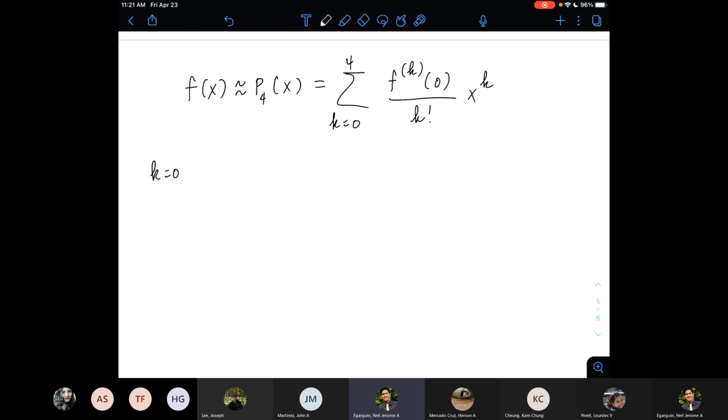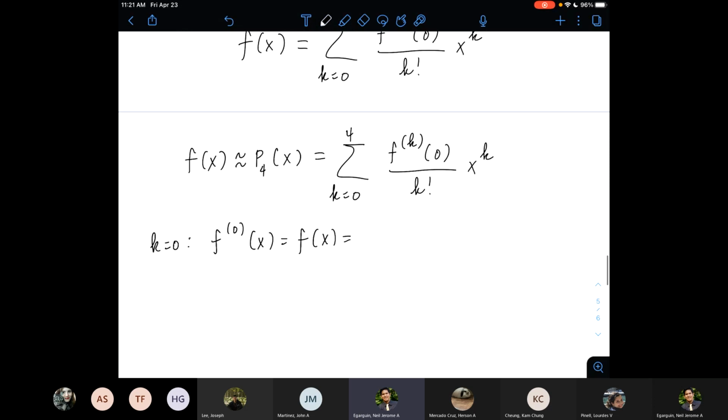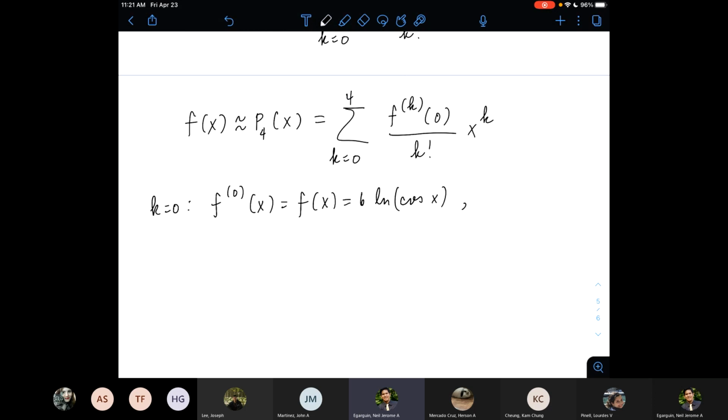When k is 0, we'll have f upper 0 of x. But this is just your function f. And in this problem, it is 6 ln of cosine of x. And here we need to find f upper 0 of 0. So you plug in 0. Cosine of 0 is 1, right? Ln of 1 is 0. 6 times 0 is 0.